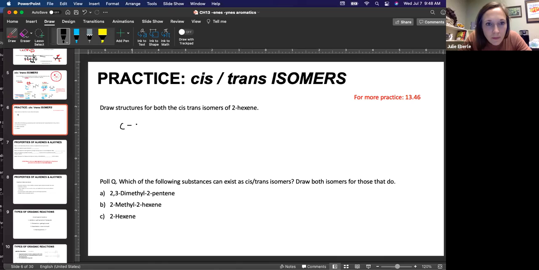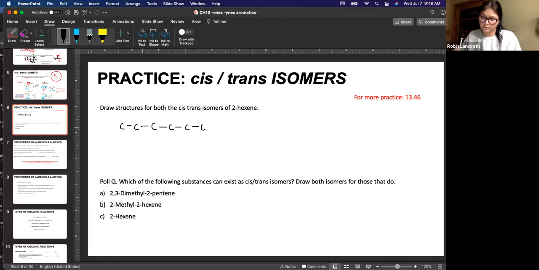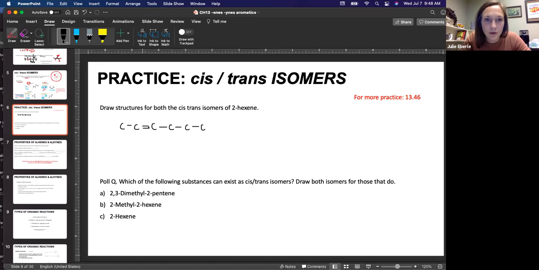1, 2, 3, 4, 5, 6. Now where should I put the double bond? Would it be closest to the second carbon? Start with carbon 2 and 3. Yeah. This 2 means that carbon number 2 is the first carbon in the double bond. So I could not put it here, Robin, because then it would be called 1-hexene.